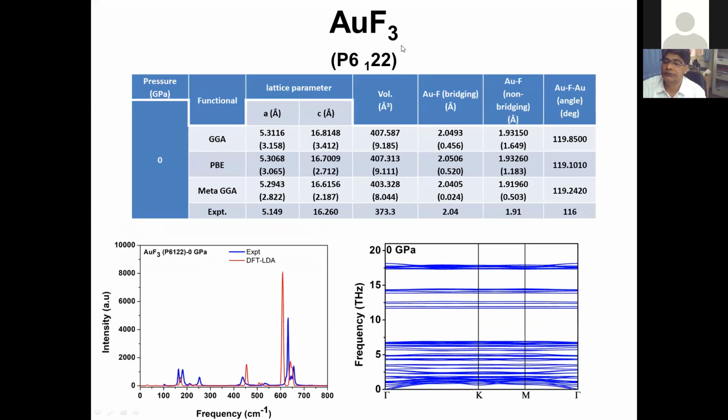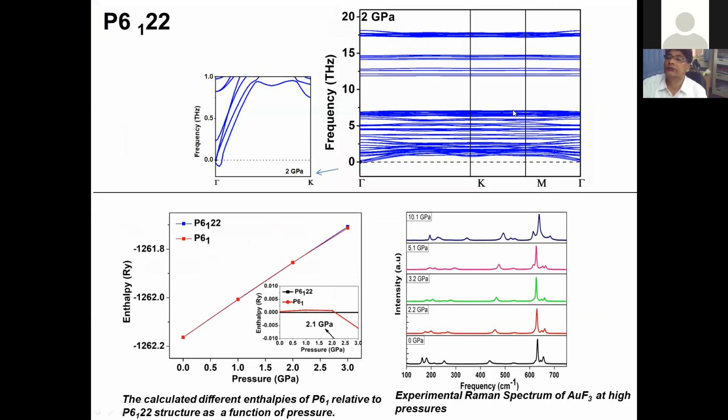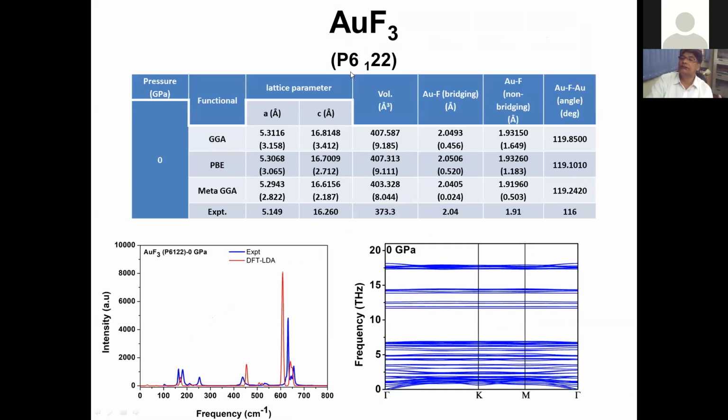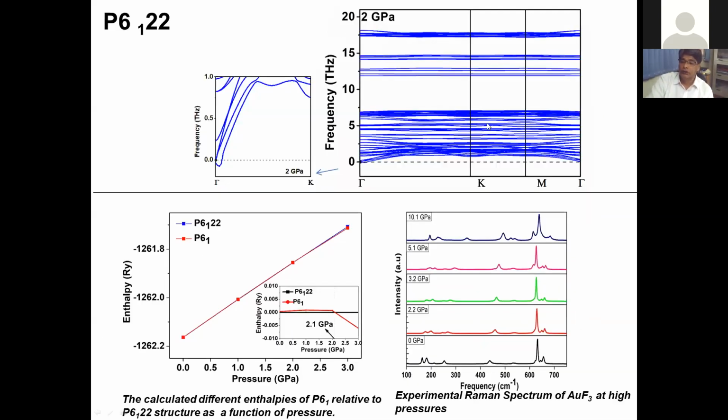Another material is AuF3, and this is what we have published very recently. You can see here that we have the experimental Raman spectra, and then we calculated the Raman spectra using DFT, and all other things. It also shows the phase transition at 2 GPa. At 0 GPa the phonon dispersion curves show all positive, all real phonons, and at 2 GPa there is an imaginary phonon. Experimentally, through X-ray diffraction, or even from the experimental Raman, it has been shown that there is a phase transition in AuF3 from the P6122 phase to another phase, right?